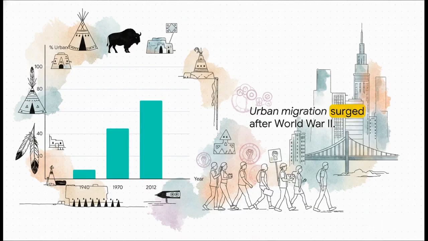Look at this trend. In 1940, only 8% lived in urban areas. By 1970, it jumped to 45%. And by 2012, a striking 70% of Native Americans lived in cities. This migration helped create powerful intertribal communities that fueled the pan-Indian civil rights movements of the 60s and 70s.